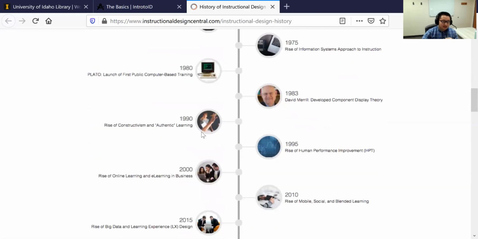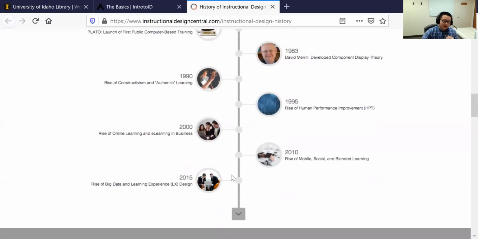Then in the 90s, we had more computer-based training delivered via CD-ROM that became a common method to deliver interactive training. In the 2000s, we saw more and more smartphones and tablets in the market, so mobile and social learning started to gain more traction. And blended learning, which is a combination of in-person training and online learning, is used both in education and industry. That was in 2010.